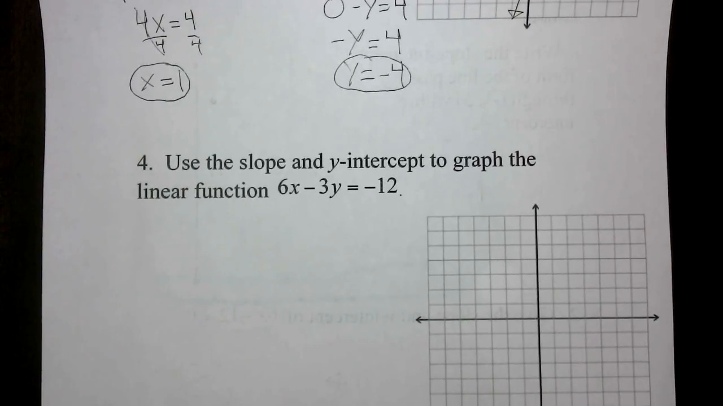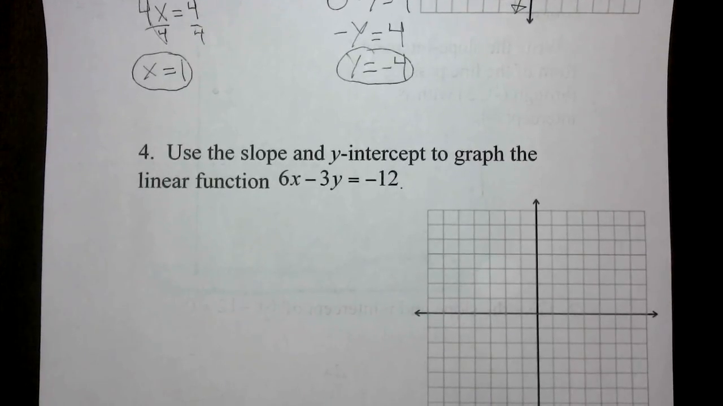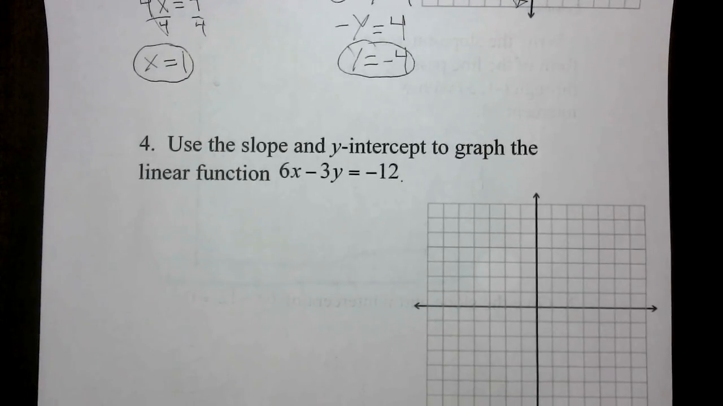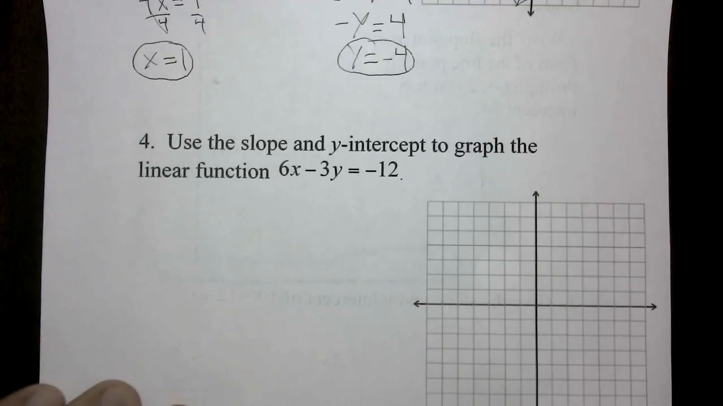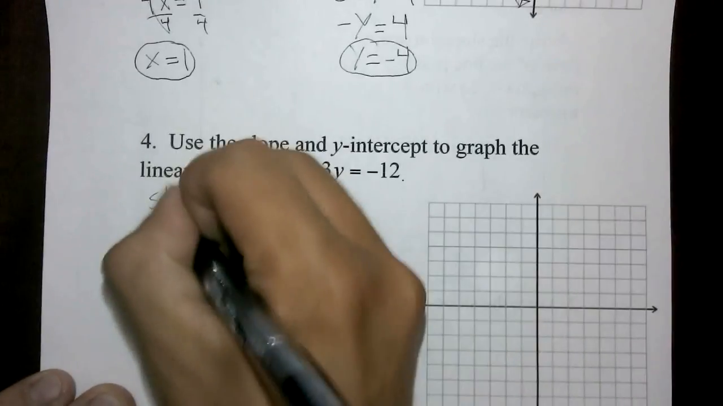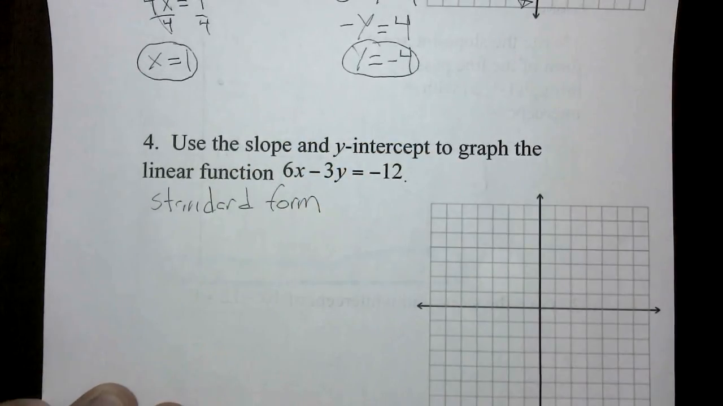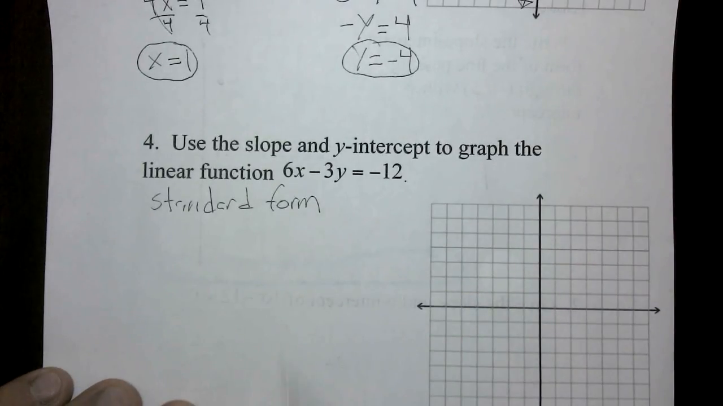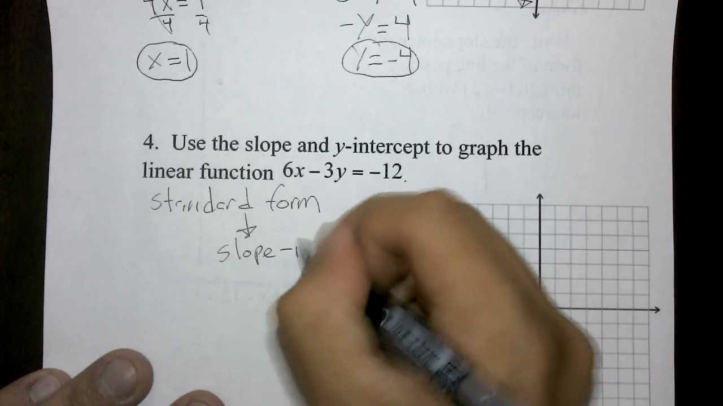If we take this further for the final problem, we're being asked to use the slope and y-intercept to graph the linear function 6x minus 3y equals negative 12. So we're being given what kind of equation here? I'll give you a moment to think. Well, hopefully you were saying that we're being given an equation in standard form. And they're particularly asking us to use the slope and the y-intercept to graph this linear function. So luckily, from standard form, we can go to slope-intercept form.